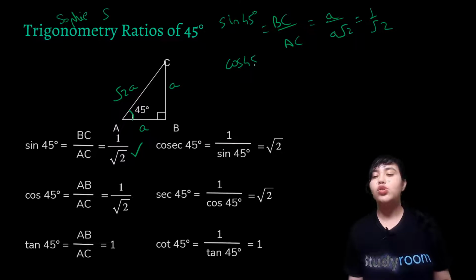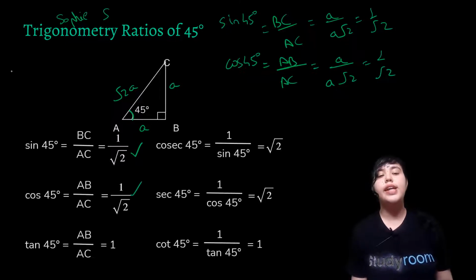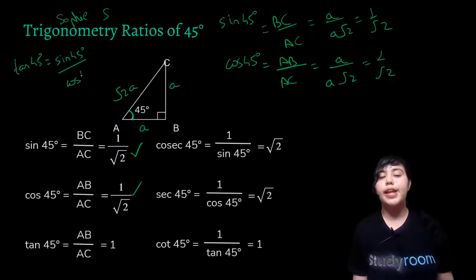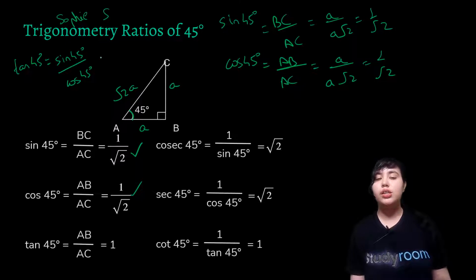Then quickly find out cos 45 degree. That will be what? The side adjacent to this, which is AB, upon the hypotenuse, which is AC. So that will be A upon A root 2, which will be again 1 by root 2. Alright. Then tan 45 degree, you can simply do sine upon cos, or you can make use of the opposite upon adjacent formula also. So here you will get it as 1.